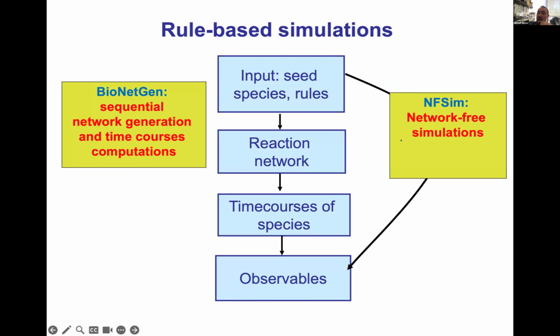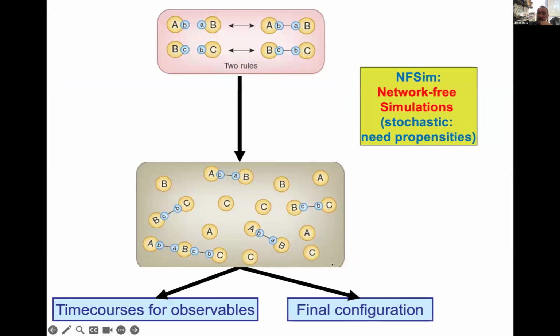We can also do so-called network-free simulation that takes input seed species and rules, and immediately generates observables. So what does it mean? It's an agent-based simulation where we start with initial populations of initial species, and then the rules are applied to this initial population stochastically, and at each time point, we receive a certain configuration of bindings and modification states of these molecules.